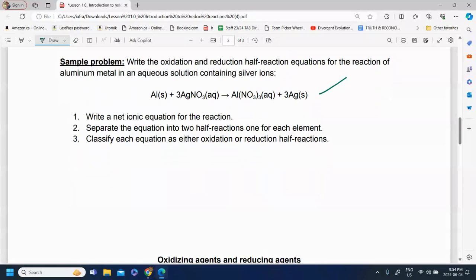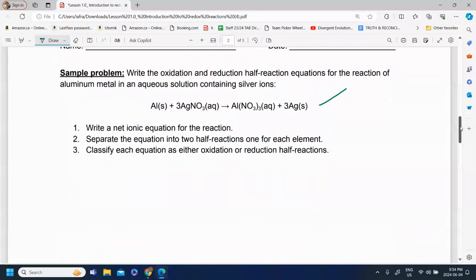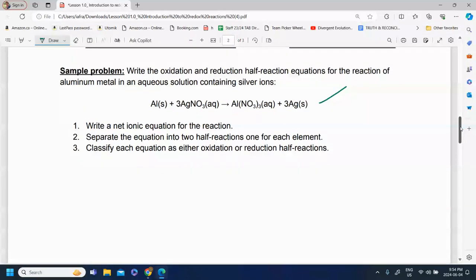What we're going to do is take this and separate it into half reactions and illustrate why they're half reactions. So first we'll do our net ionic equation. We'll have our Al solid plus our 3 silvers from here that are in their ion form because they're aqueous and they're from the periodic table.